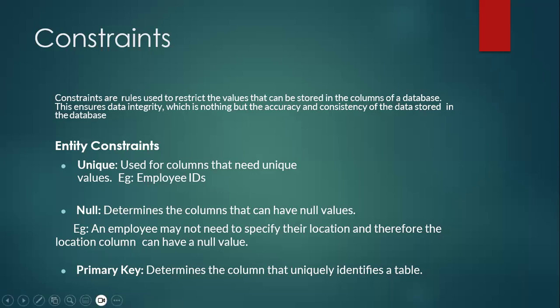Now, the next is constraint. What are the constraints? Basically, a constraint is a rule which is used to restrict the values that can be stored in the columns of a database. This ensures data integrity, which is nothing but the accuracy and consistency of the data stored in the database. Let's take an example to understand what constraints actually are.